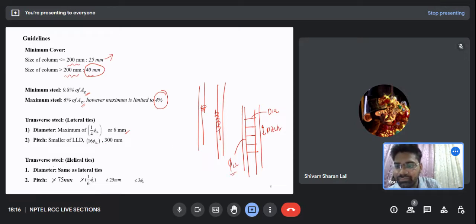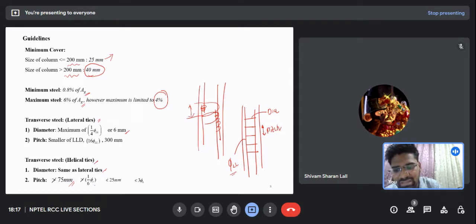Now transverse steel for helical ties. The lateral ties are usually provided in rectangular or square columns, but helical ties we can provide only in circular columns. So the diameter criteria would be the same as the lateral ties, but there is some difference in the pitch, and this comes from a formula which I have not shown you here. So this pitch should not be greater than 75 mm. Pitch here in this case would be the center to center distance between two spirals. So it should not be greater than 75 mm.